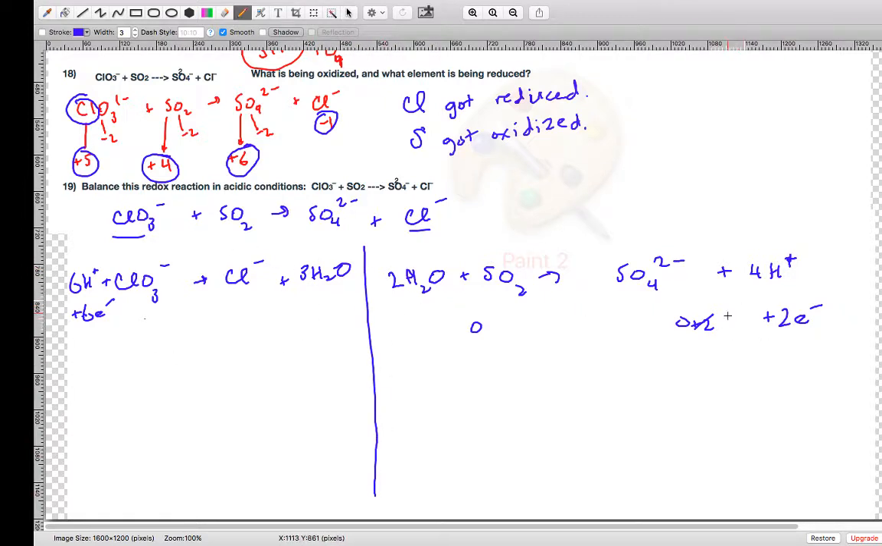only 2 electrons on this side, so I'm going to have to multiply everything on the latter half reaction by 3. So I can get 6 electrons. 2 times 3 is 6, 2 times 4 is 8, 2 times 1 is 2, 2 times 1 is 2, 2 times 2 is 4. Okay.